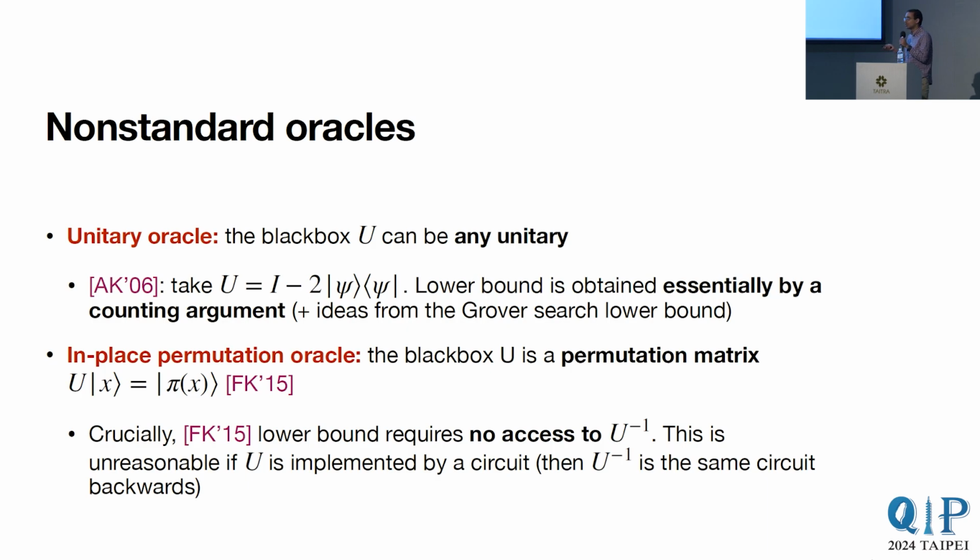In fact, their problem is based on finding properties of the pre-image of some set under the hidden permutation. And that's again something that doesn't make sense if you have an explicit circuit for U, because if you have a circuit for U, then you can just run the circuit backwards and you get U inverse. So that's a way in which this definition is less good than the standard definition.